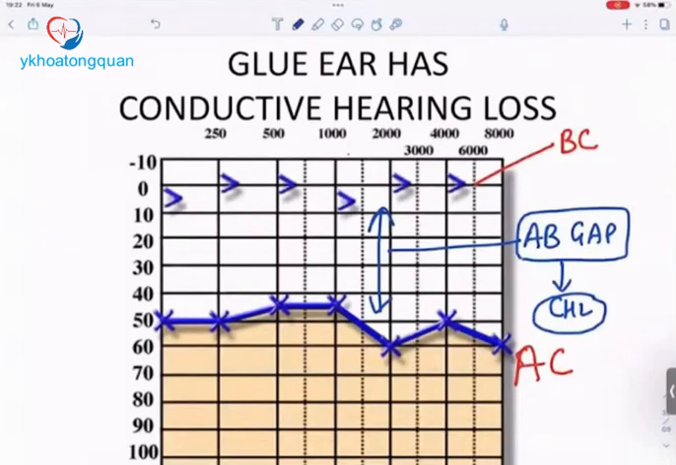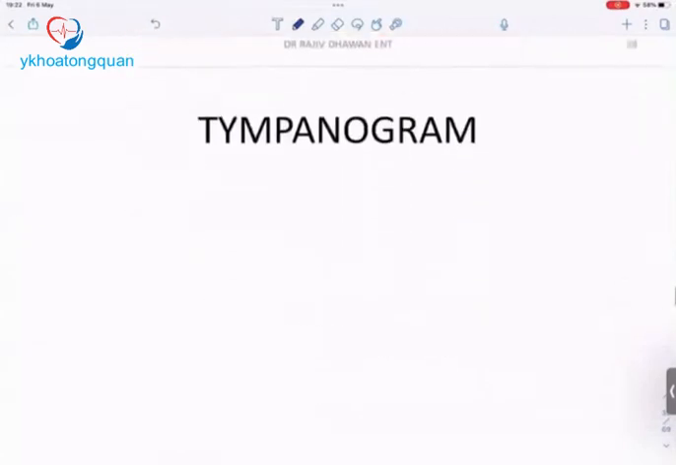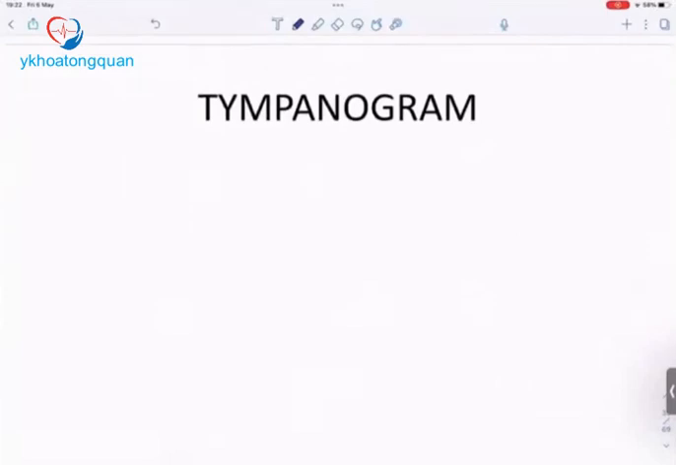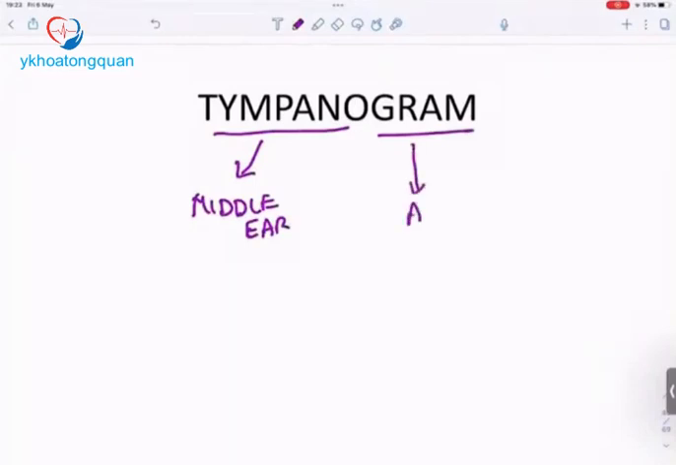This was audiogram. Now let us go to tympanogram. Tympanum means middle ear. Gram means assessment. Janet, tympanogram meaning?